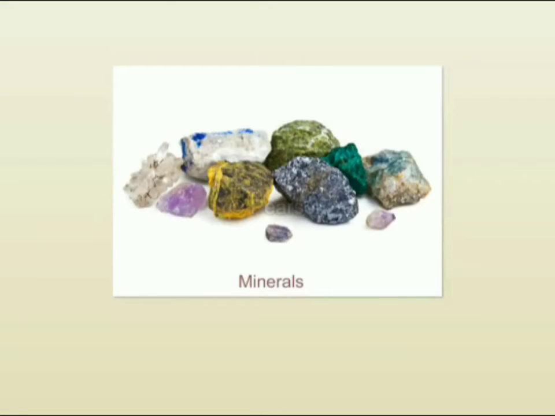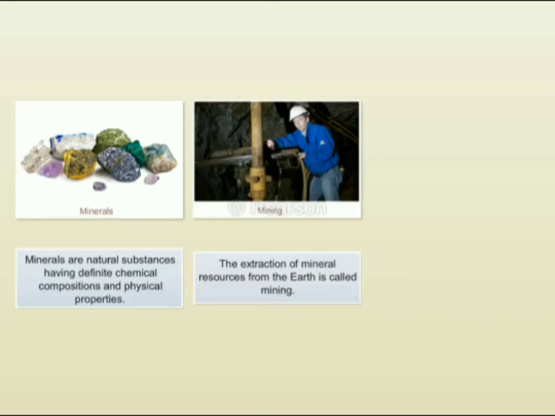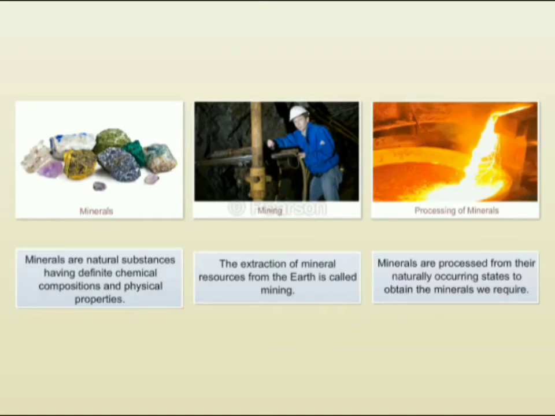Minerals and their types. Minerals are natural substances having definite chemical compositions and physical properties. They are found under the Earth's surface and are extracted by a process called mining. They then need to be processed from their naturally occurring states to obtain the minerals we require.